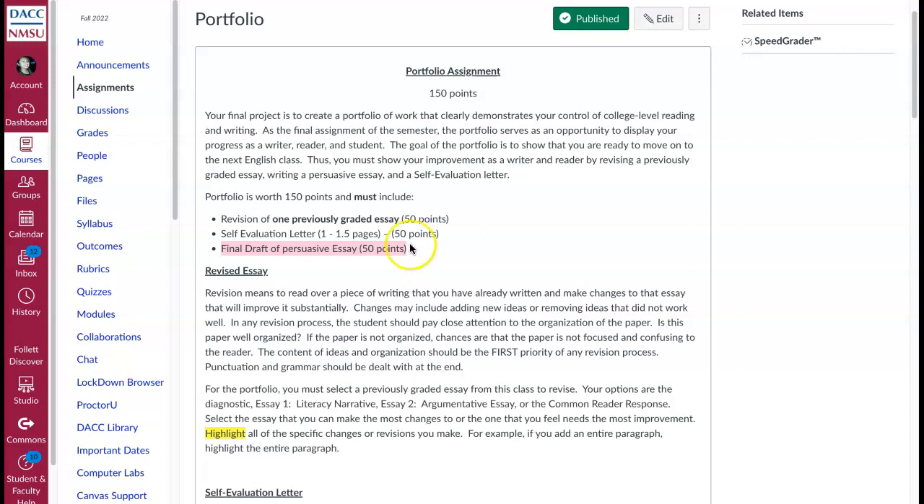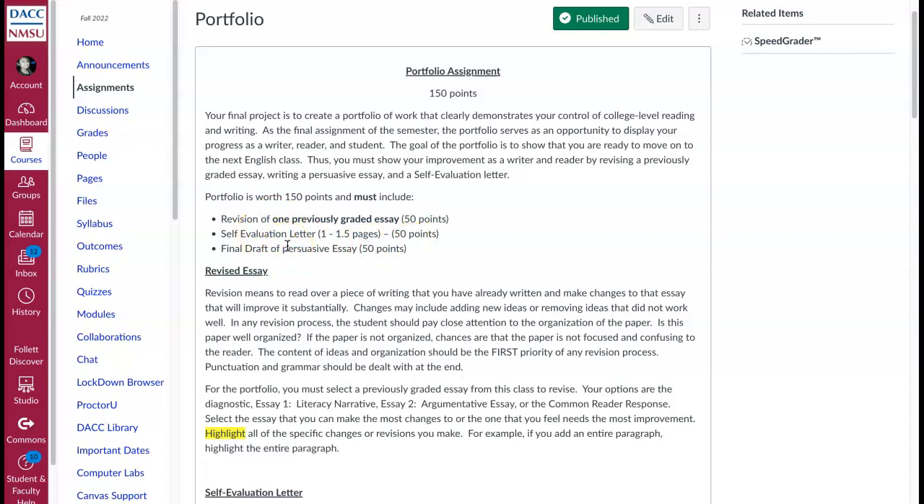And I do want to point out that each one is worth 50 points because they are all equally important. So whenever you are working on this assignment, make sure that you submit all of them, because I have students who sometimes don't submit the letter or they don't submit the revision, and that really brings down their grade because all of these assignments are weighed equally. So they are all worth 150 points together. So it's very important that you complete the portfolio by completing these 3 things.